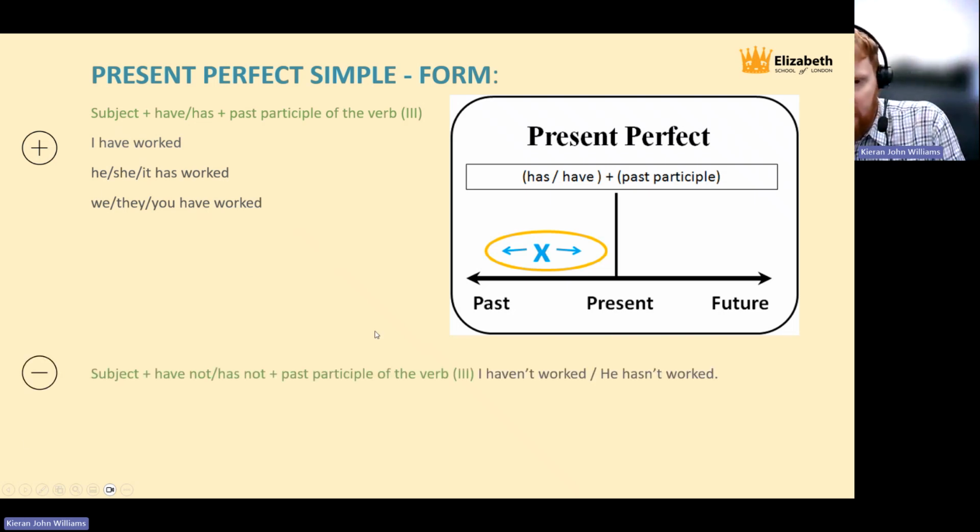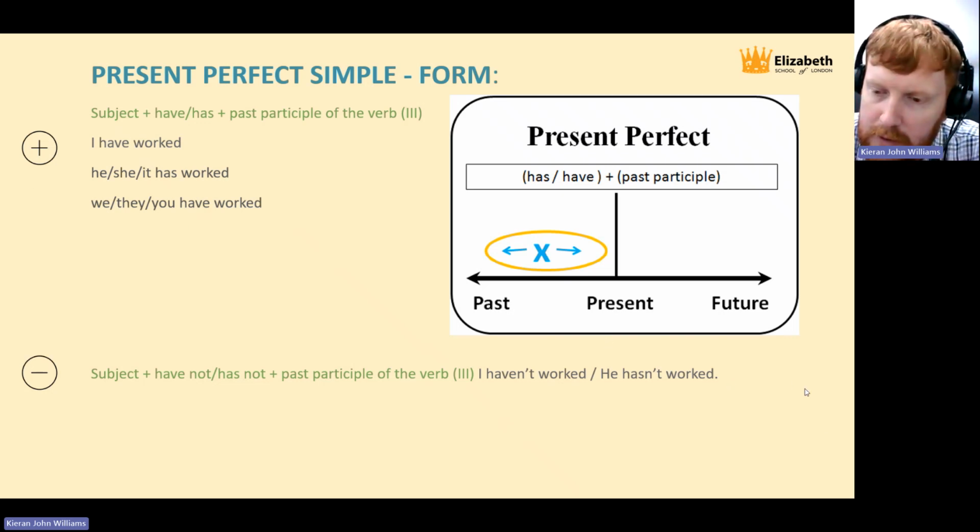Okay, so that is how we make it in the positive, but if we want to make it into the negative, it is also quite easy to do as well. So if we imagine I have worked, to make it into negative, you just add in not. So it would be I have not worked or I haven't worked. And it follows for the other ones as well. He, she, it hasn't worked, and we, they, you haven't worked as well.